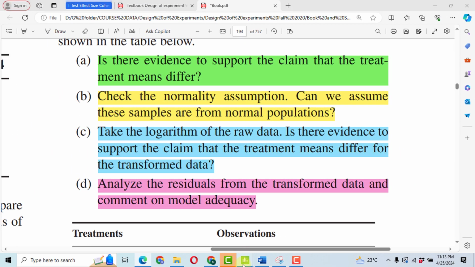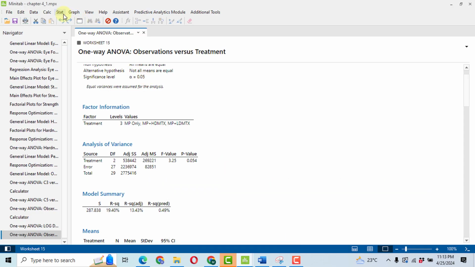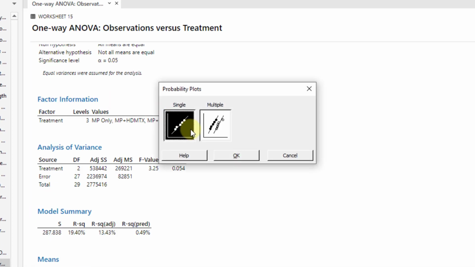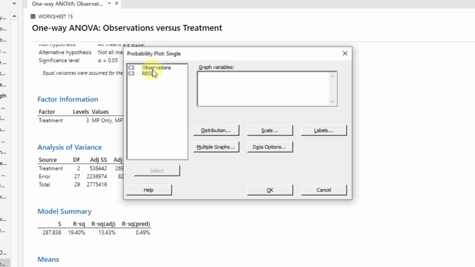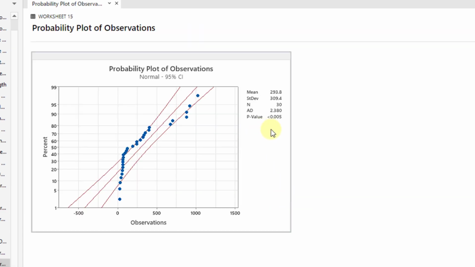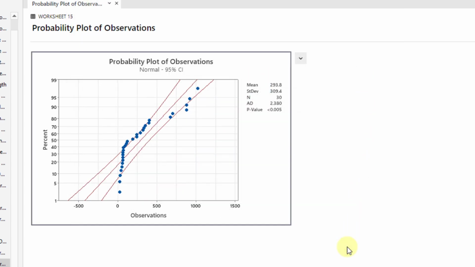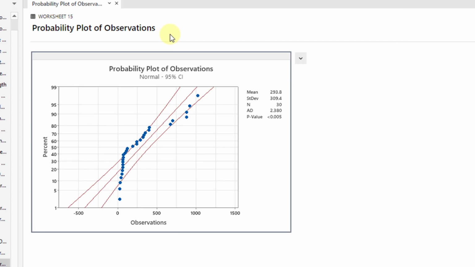You can also check the normality specifically for this data by the probability plot. Click on Probability Plot, then select the observations, click OK, and you will get a graph, and along with the graph you get the P-value statistic. It is less than 0.005. So it means that the data is violating the normality assumption. The Anderson-Darling test has been performed to check the normality of the data. Click OK, and then we go towards the next part.